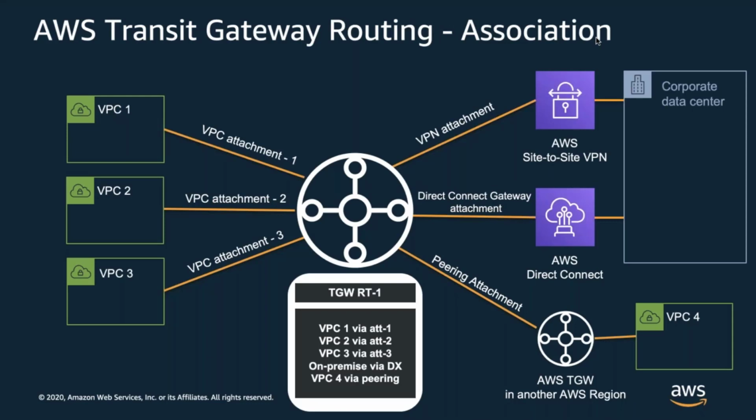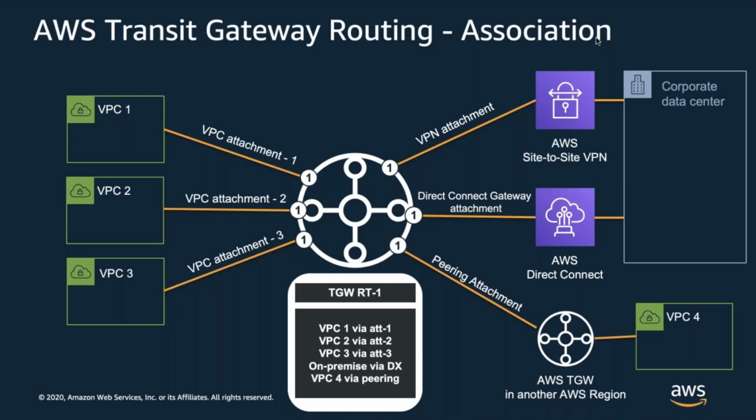Transit Gateway will also have a routing table. And by default, there's always a default route table that will have information about all of the different attachments. So we'll know that VPC1 is behind attachment 1. It will know that on-premise is behind Direct Connect or behind VPN. It will know that the peering attachment is used for getting to VPCs in another region.